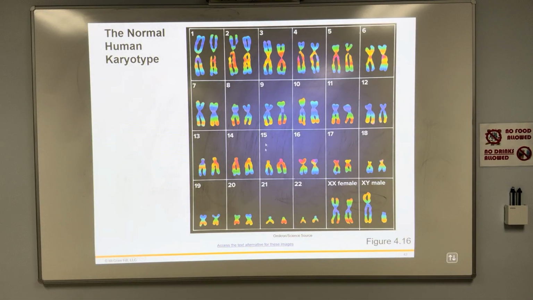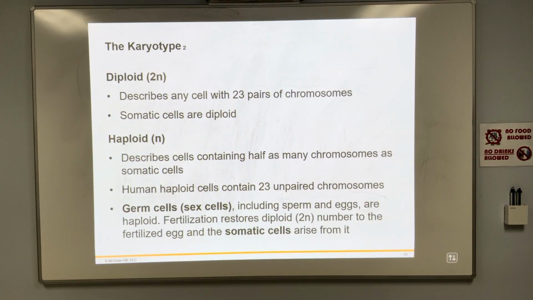The karyotype is our chromosomes. 1 to 22 represents the autosomal chromosomes, and 23 tells you these are the sex chromosomes, to tell you if you are X and X, which means you're a female, or X and Y, which means you are a male. So all the cells are diploid. They have 46 chromosomes, except the sex cells, the gametes. Sperm has 23, and the egg has 23. They join together to give you 46.